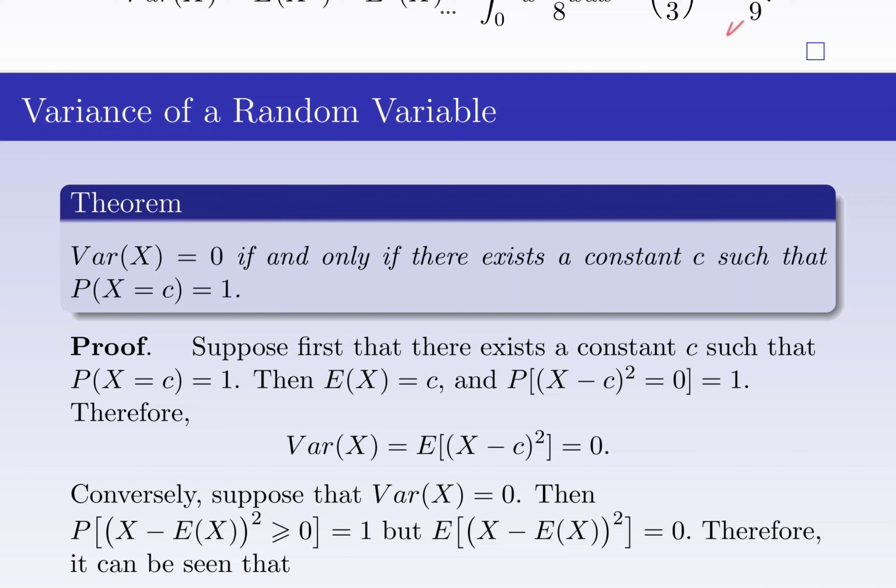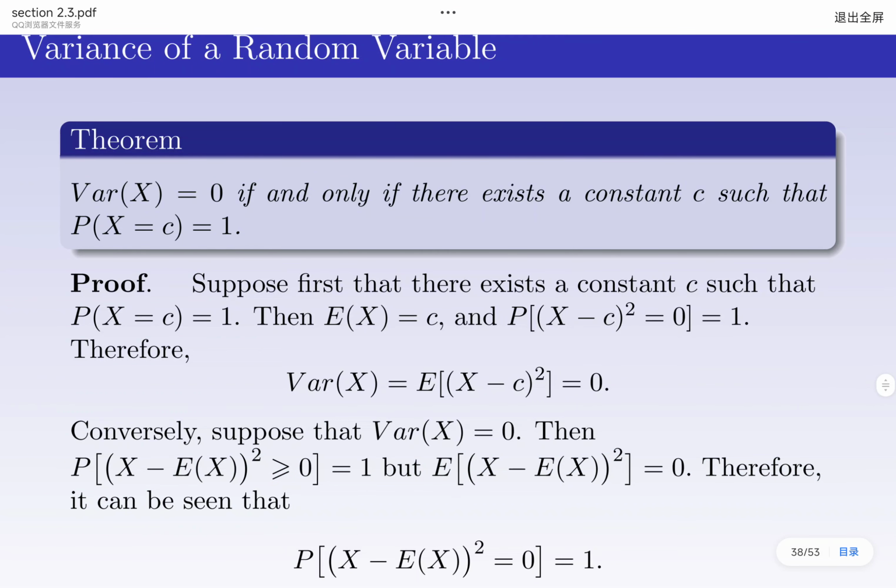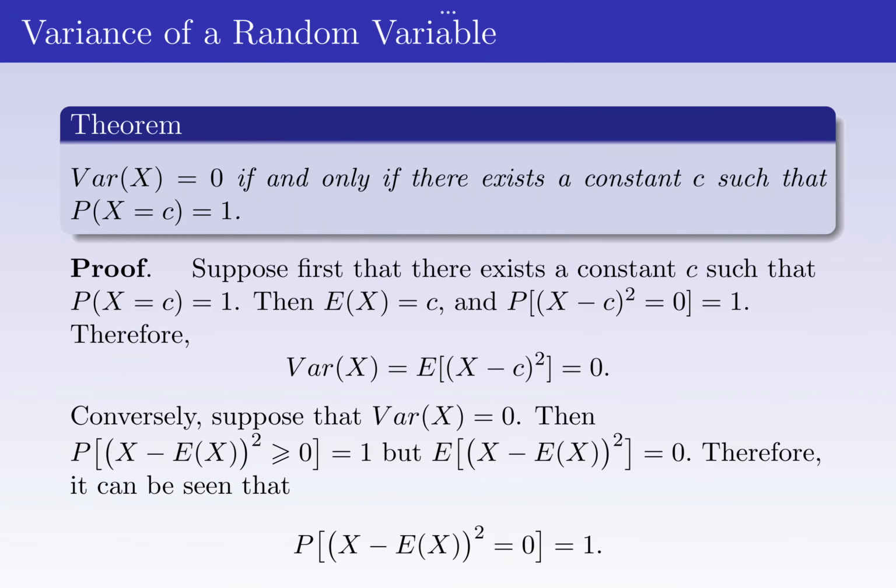All of them equal the same number. If there is a constant state, then all of the actual states are the same. Conversely, there are two ways to prove it. Suppose first that there exists a constant state such that px equals 0, then x is the same, px also.